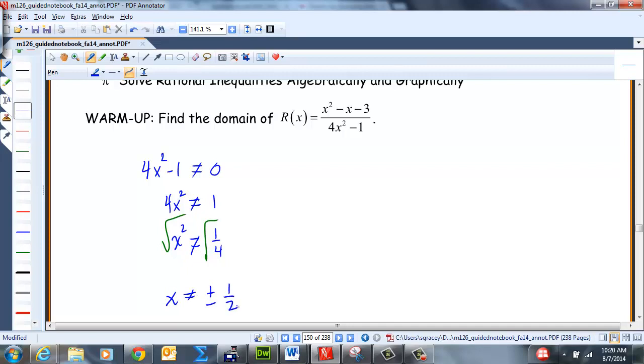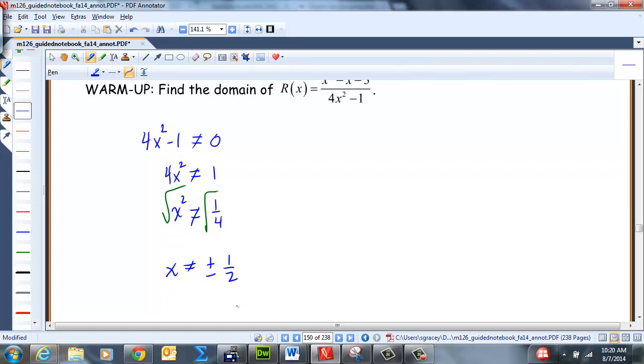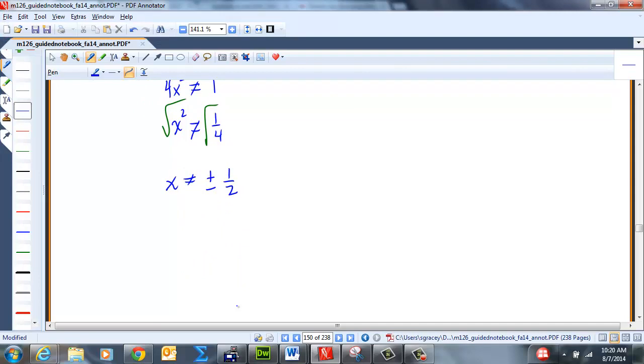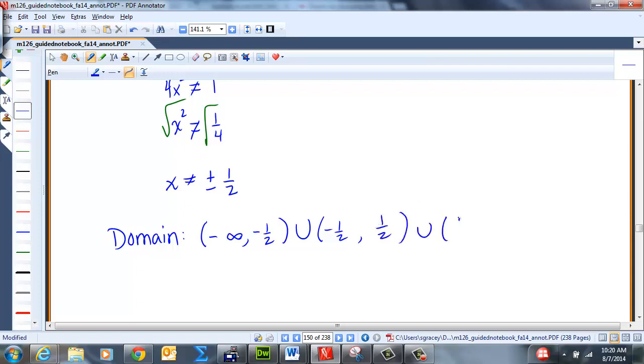So let's put the domain in interval notation because the results for this particular section are going to be in interval notation. So the domain is everything except plus or minus 1/2. So we go infinitely to the left, and we have an endpoint at negative 1/2, union negative 1/2 to positive 1/2, union 1/2 to infinity.